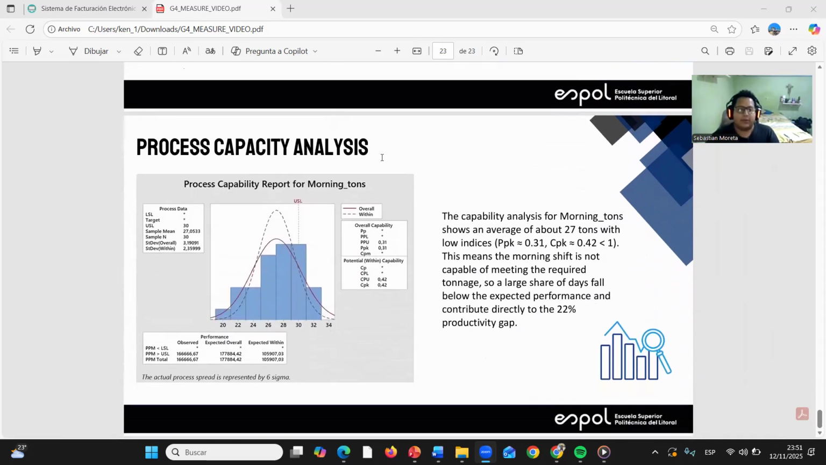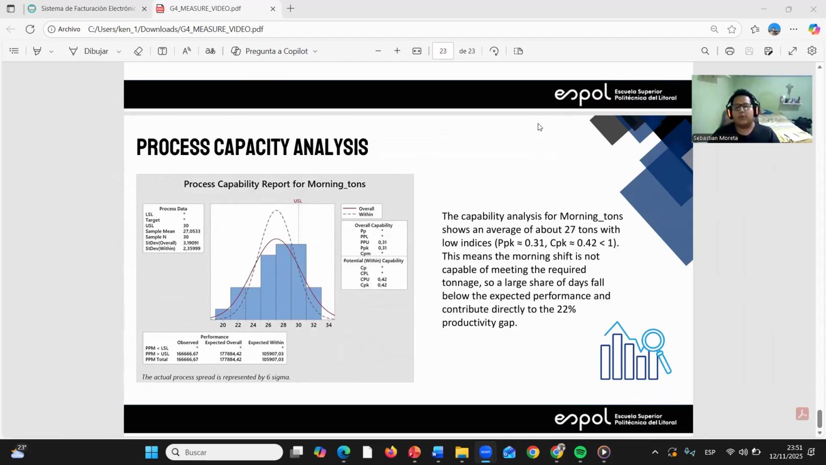For the process capability analysis for morning tons, the average is about 27 tons, and the capability indices are well below 1. In simple words, the morning shift is not capable of meeting the required tonnage. Summarizing the measure phase: first, daily productivity is consistently below the target. Second, there is a hidden factory related mainly to waiting and restacking. And finally, the process is stable but not capable, especially in the morning shift.